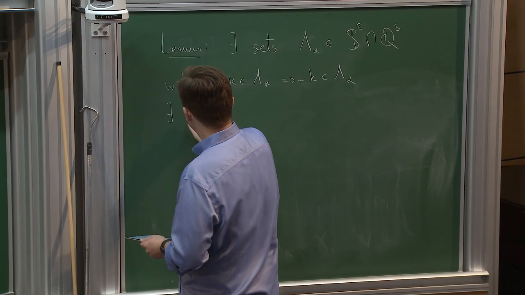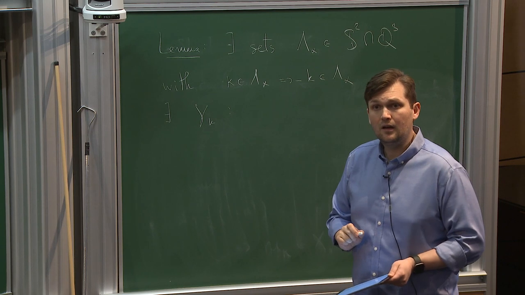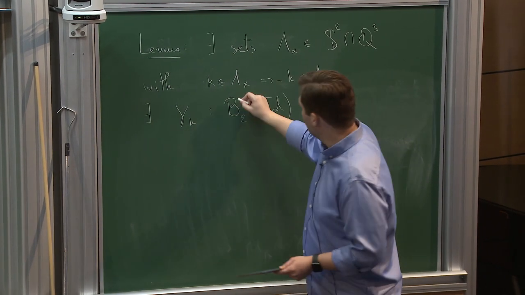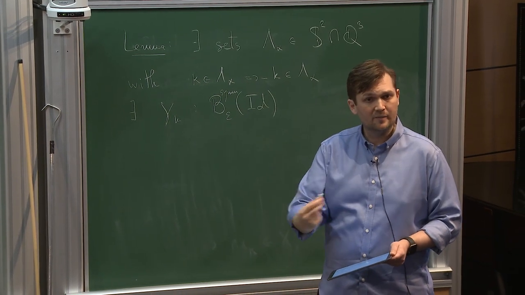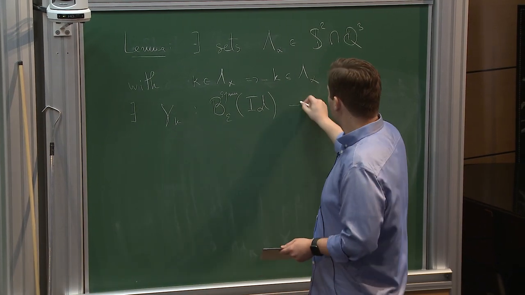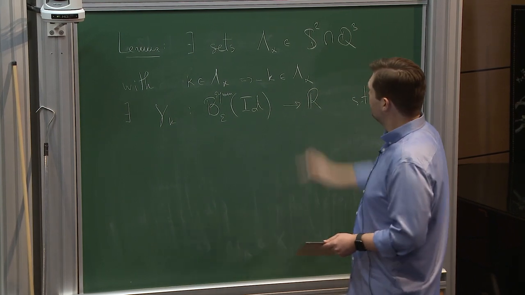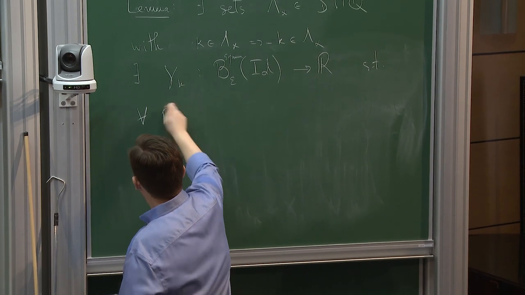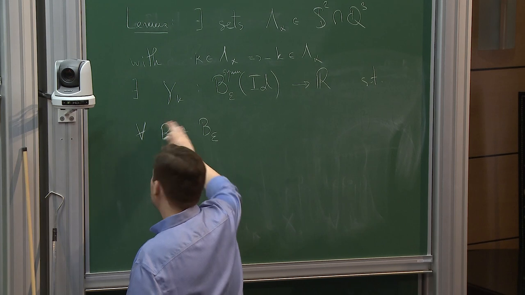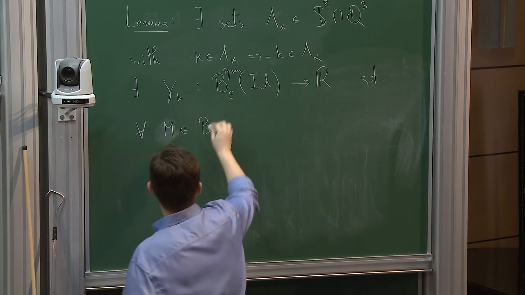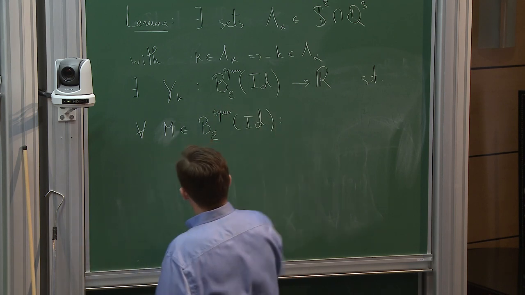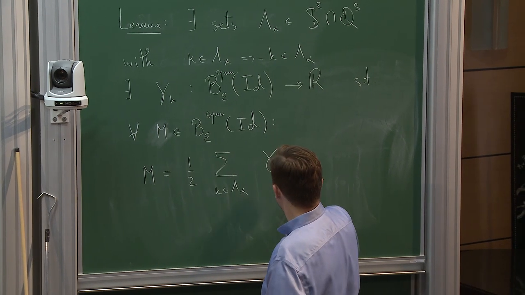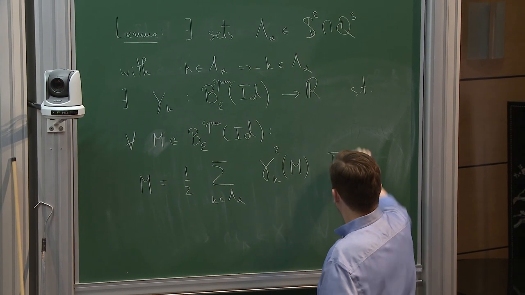And there exist smooth functions defined in a ball around the identity in the space of symmetric matrices. So you take an epsilon ball around the identity in the space of symmetric matrices, and I'm claiming that there exist C infinity smooth functions from this to R, such that, so there exist sets and there exist smooth functions such that for any R in there, let me not call it R, let me call it M for matrix, we have that M is 1/2 sum of gamma k of M times identity.